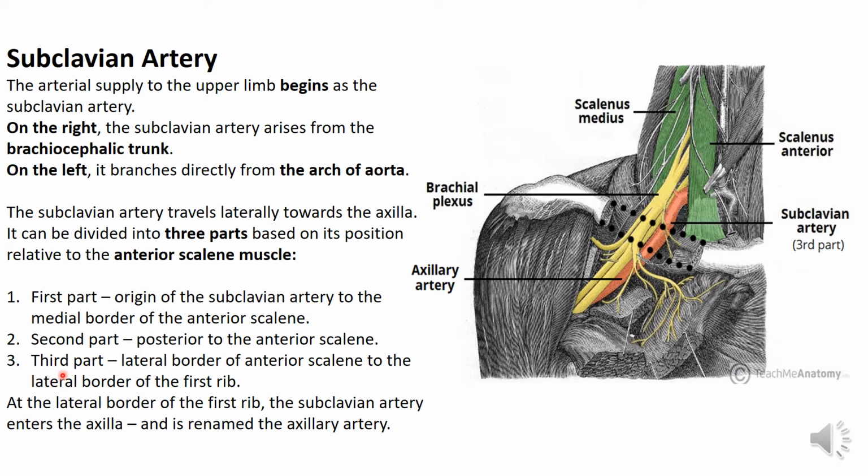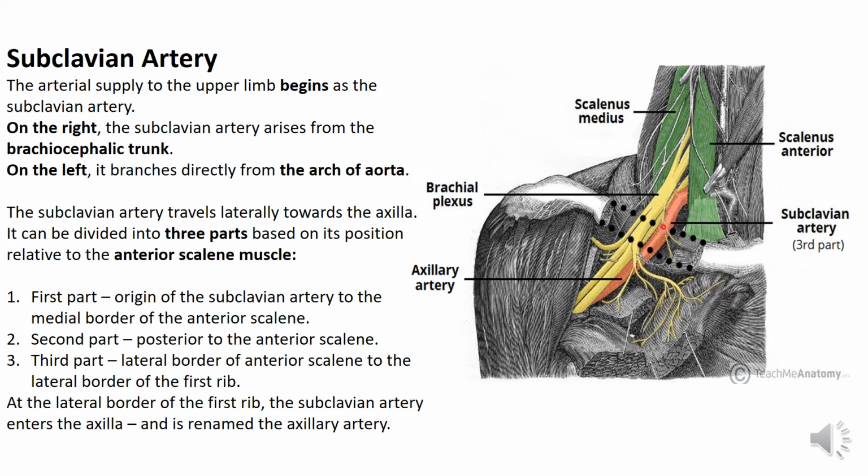The third part is near to the lateral border of the muscle. This is the lateral border and we can see it here. The third part is near to the lateral border of scalenus anterior muscle. So this is the lateral third part of the subclavian artery.